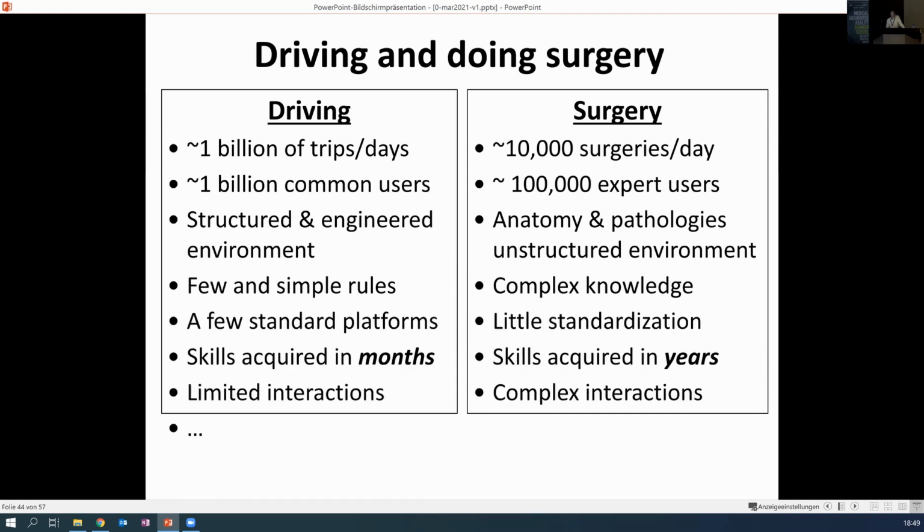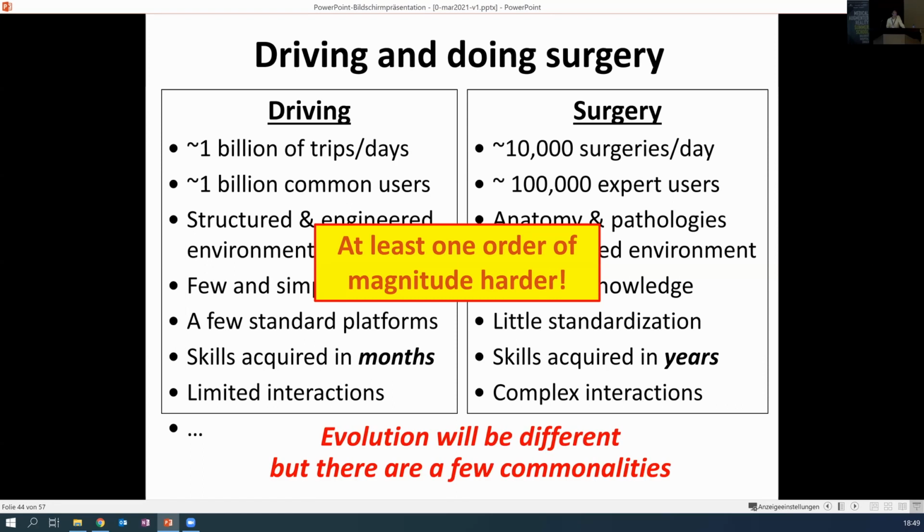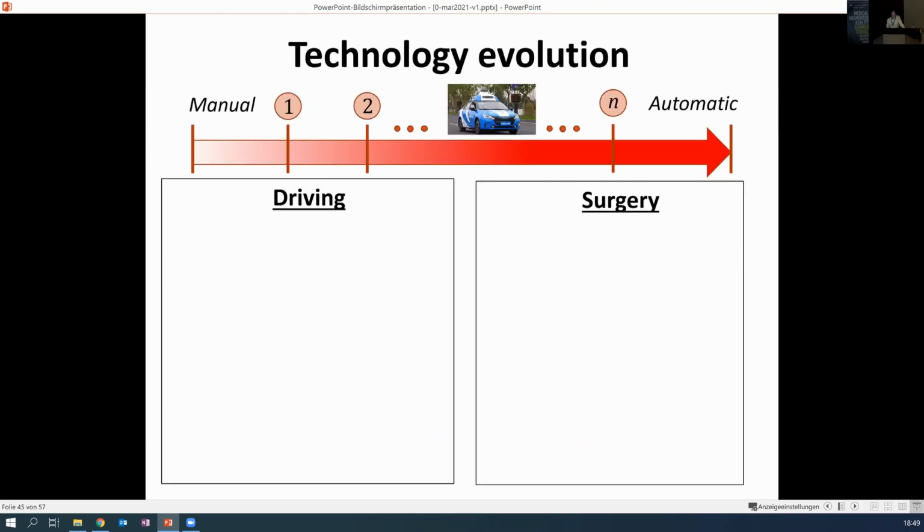So what do you think? Are we going to have soon surgeon-less surgeries? Obviously not. It's at least one order of magnitude. Those who know how to do the math will add a couple of more orders of magnitude. This is not going to happen, okay? The evolution will be different, and there are few commonalities, okay? I will skip this in the interest of time.